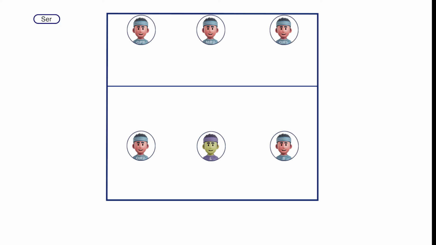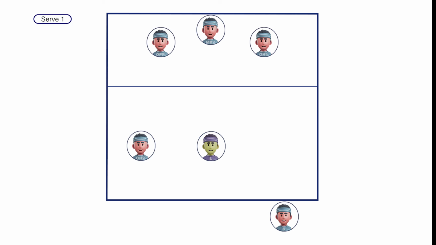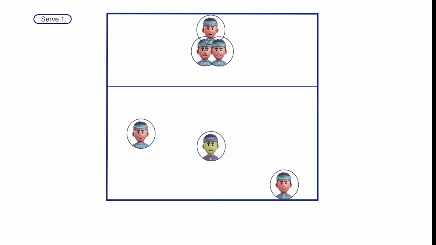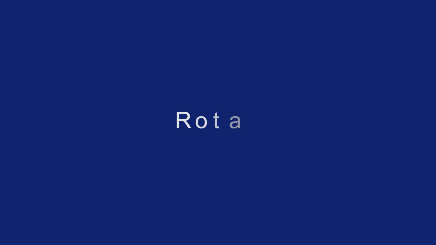Serve 1. As the setter goes back to serve the ball, the players come close to each other. This will make it easier for outside hitter 1 and opposite hitter to switch their positions. When the setter hits the ball, the rules of rotation no longer apply. All the players will move to base position.